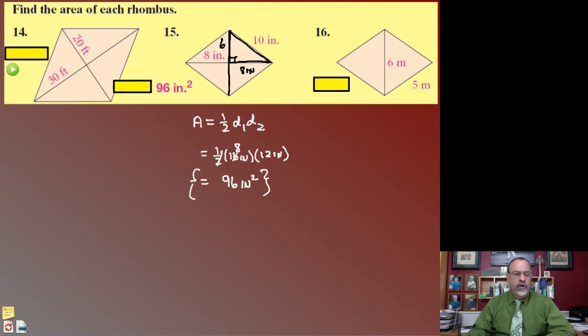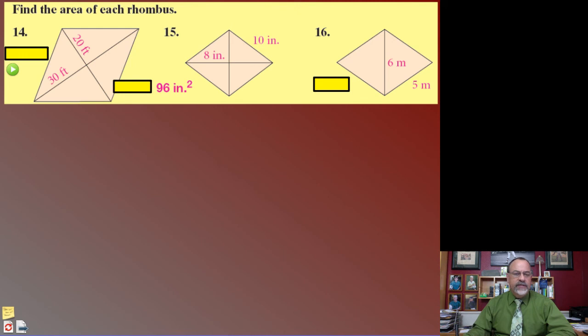Okay, I'm going to do one more example down here, number 16. Again, as I look at the figure, I recognize it as a rhombus, so I'm going to use my formula. So I'm going to write that out. 1/2 diagonal 1 times diagonal 2. I need to figure out the diagonals. I'm already given 1. That gives me a dimension of 6, so one of the diagonals is 6 meters.